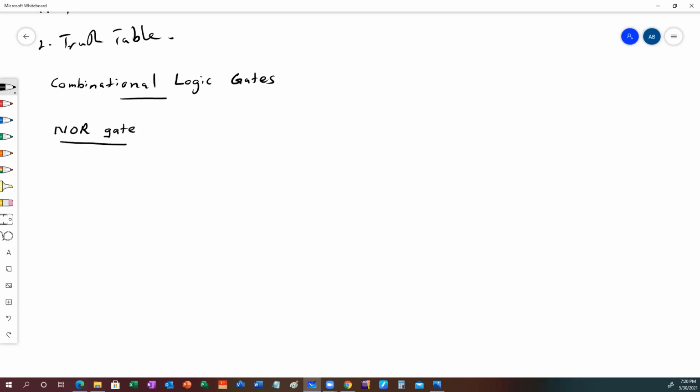NOR gate. Here we combine 2 gates together, right? We combine NOT gate to OR gate. Then that is called the combinational logic gate. So for example, NOT OR gate, right? First, let's have the simple gate. It is combined like this. So first you get OR gate, then you get NOT gate. Now you can see the 2 gates separately, right?